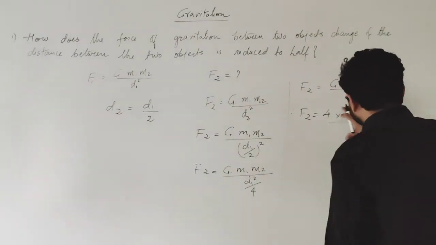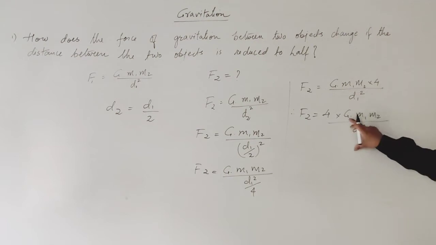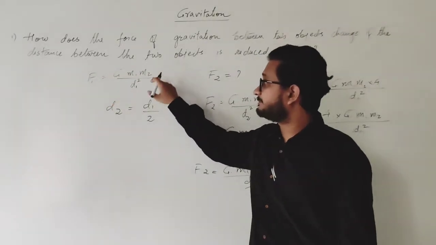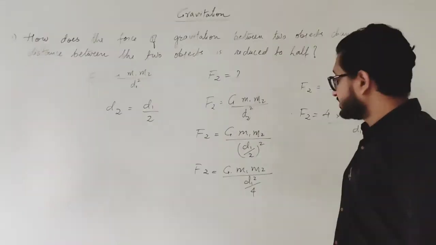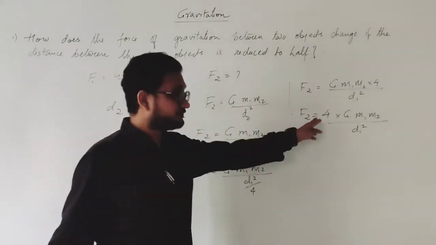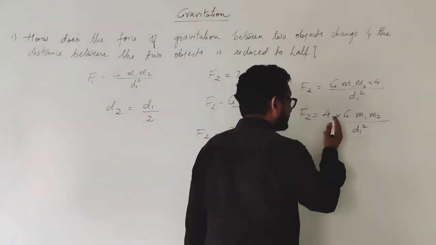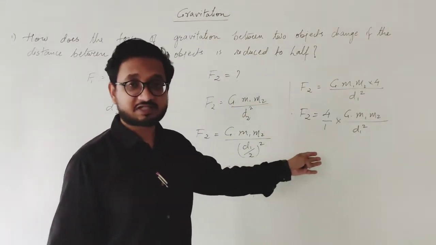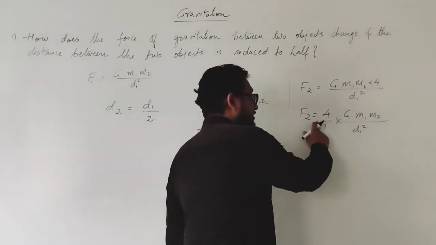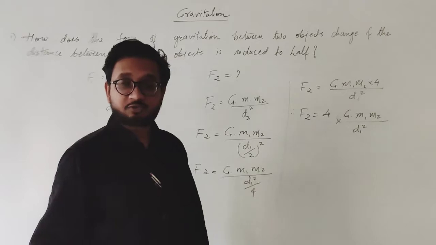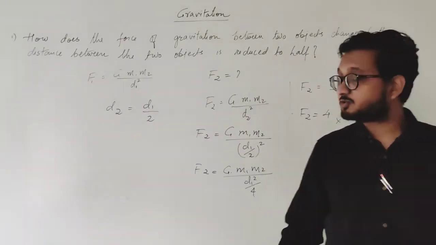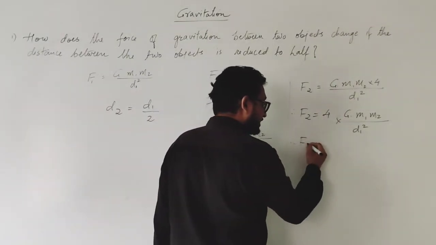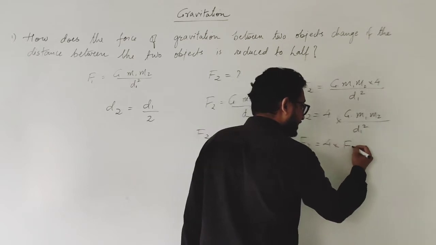Now look at this part of the equation, G m1 m2 by d square. What is this? This is our force F1, that is G m1 m2 by d1 square, and everything over here is in multiplication. Even the 4, you can imagine it to be 4 by 1 multiplied by G m1 m2 by d1 square, because everything is in multiplication. So you can just write 4 into G m1 m2 by d square. And what is G m1 m2 by d square? That is our force F1. So you substitute that value over here. So what you get is F2 is equal to 4 into F1.